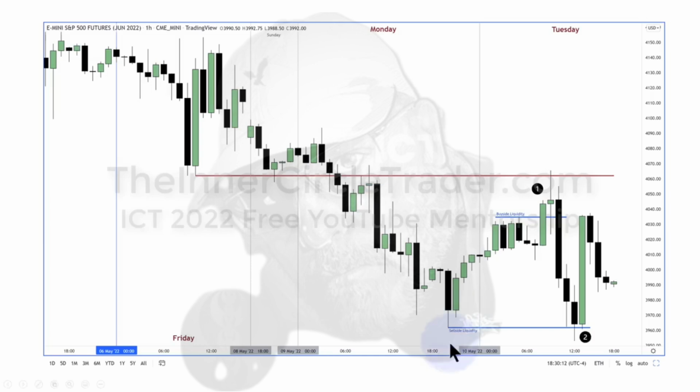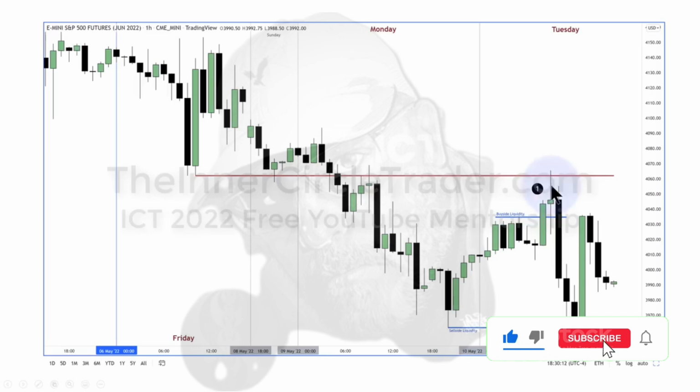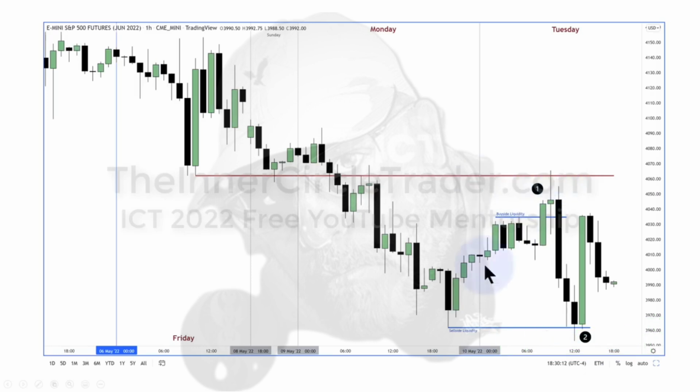The second pool of liquidity is the sell side liquidity. So it runs the buy side first with the bearish bias. So it's doing what I taught in this mentorship. It goes up to a premium, then seeks a discount. See that?